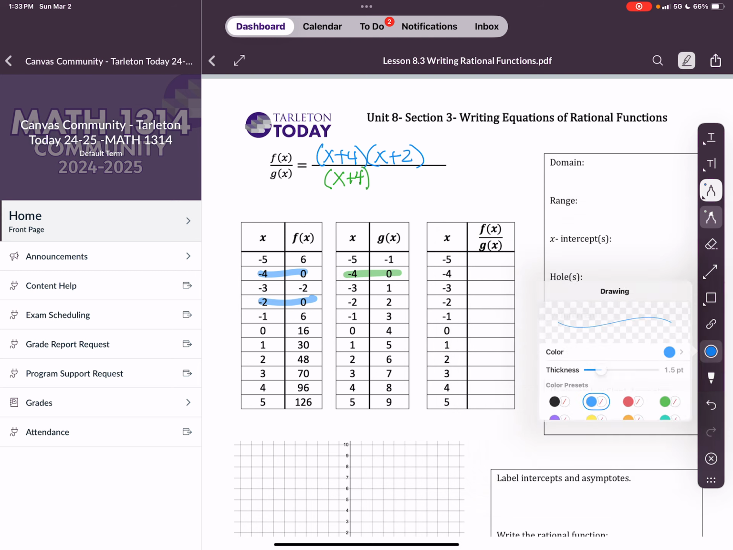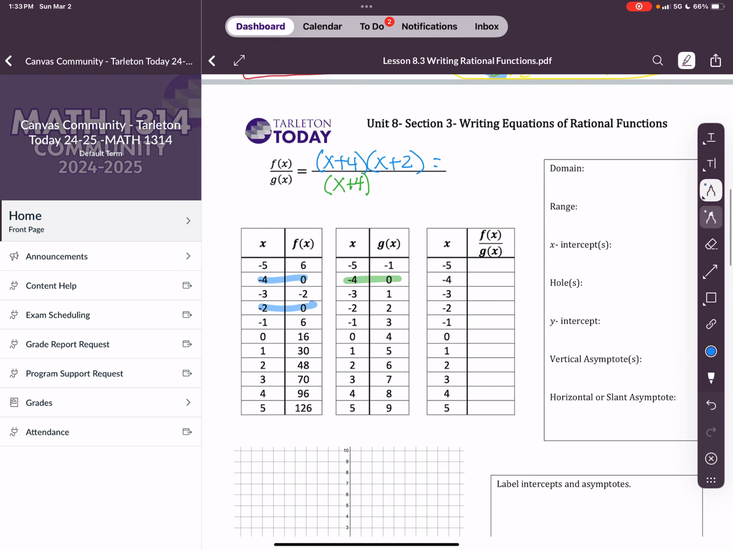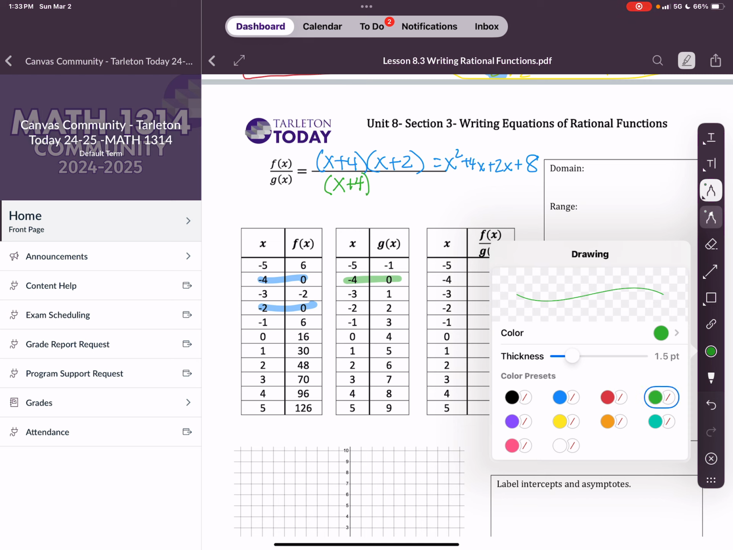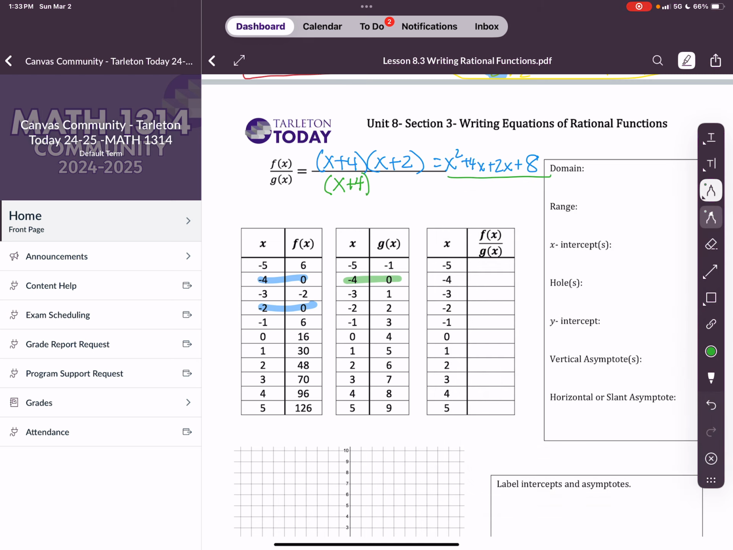So x times x gives you x squared plus 4x plus 2x plus 8. So all I just did is I foiled. Let me write that 8 a little bit better. Okay. And then obviously on the bottom, I still have x plus 4. And yes, I know that x plus 4 can cancel, but give us a second and we'll talk about that in a minute, okay? All right.